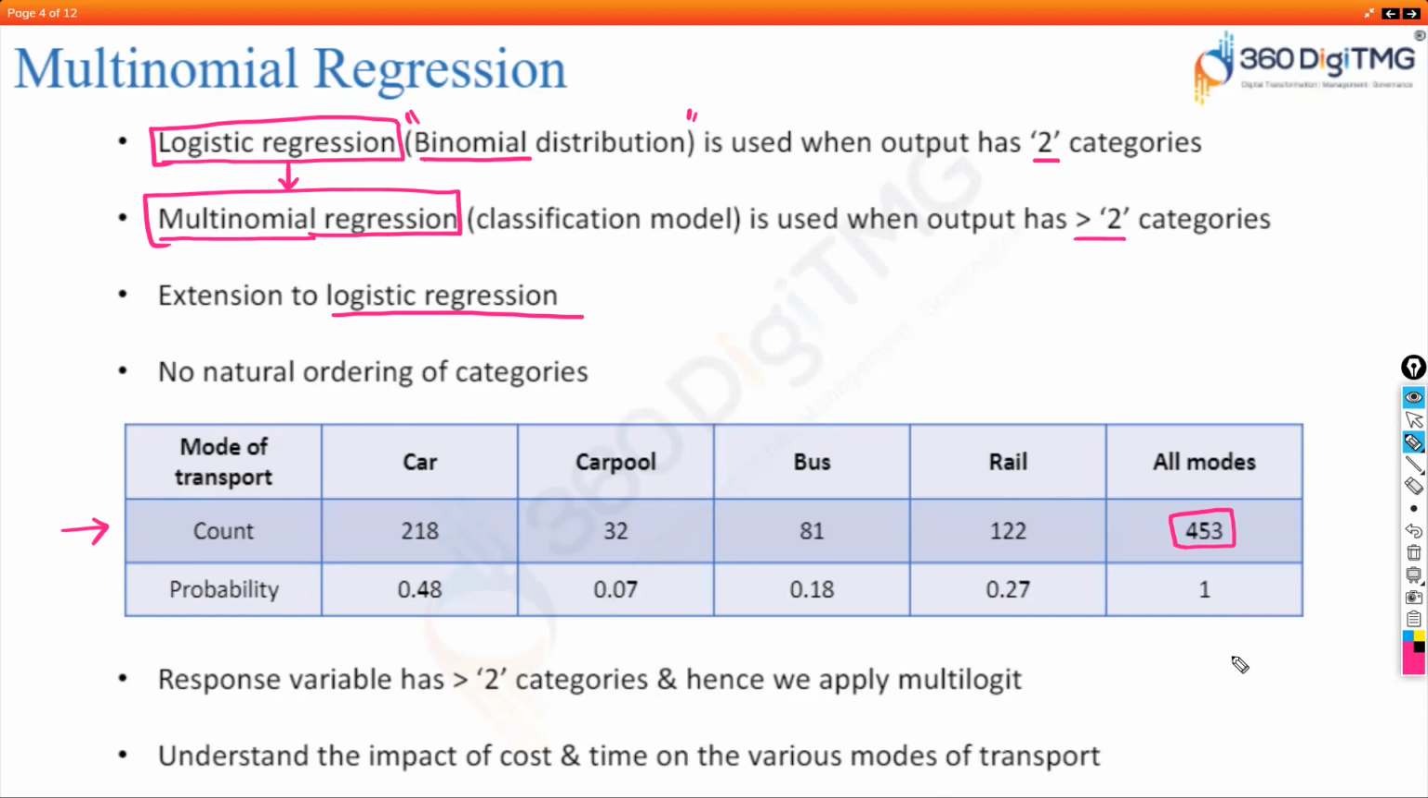And this is a simple count. You can also translate that into probability. Probably 218 divided by 453. If you multiply it by 100, you get a percentage, but then it's 0.48. 32 divided by 453 is 0.07. 81 divided by 453 would be this, and so on and so forth. And when you add the probabilities of all the events, it would add up to 1.